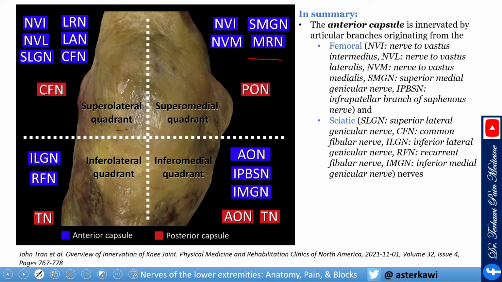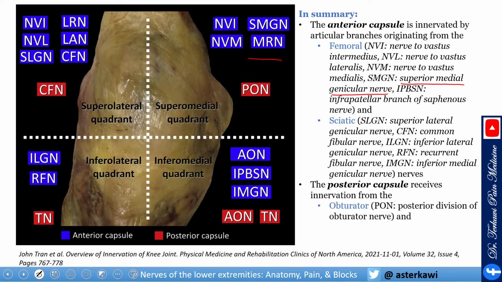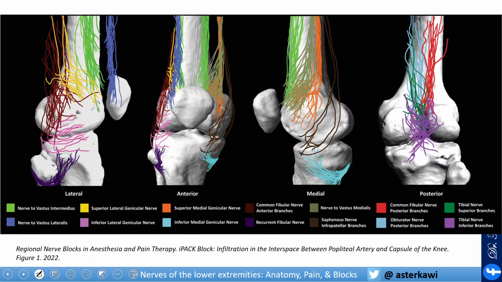So notice in this specific reference, they put the superior medial genicular nerve as a branch of the femoral nerve, only the superior medial, which makes sense, right? And then in the posterior capsule, you have the obturator, which gives you the posterior division, and you have the sciatic, contributing mostly sciatic, common fibular, and tibial. So here, again, it's a summary. You can save this slide.